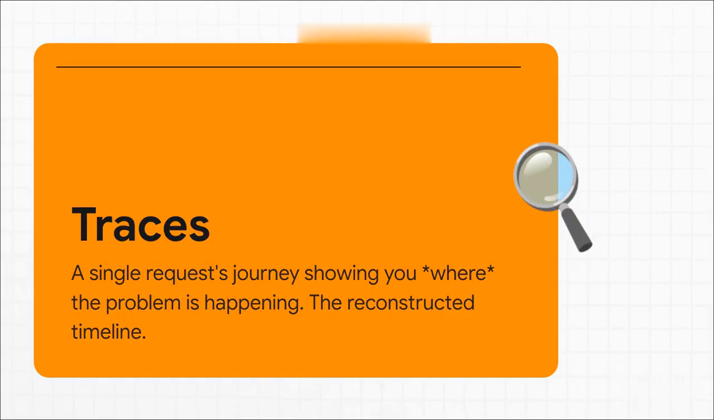Okay, so our next tool in the kit is traces. Now, if metrics tell you that something's wrong, traces are what tell you where it's wrong. A trace literally follows a single request on its entire journey, from the moment it hits the API gateway, through your Lambda function, out to a database, and all the way back. It's like having a perfectly reconstructed timeline of events that points you right to the bottleneck.